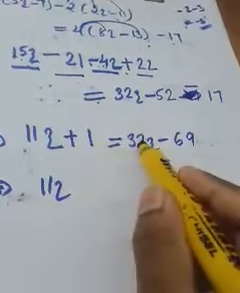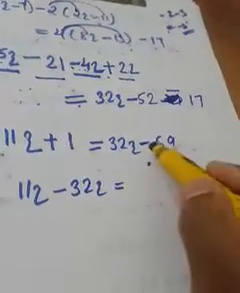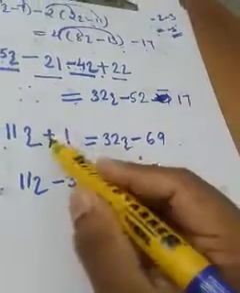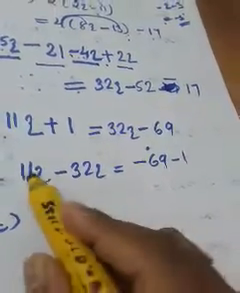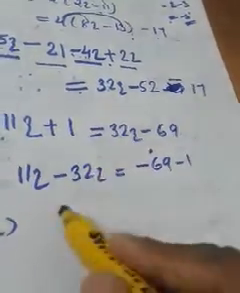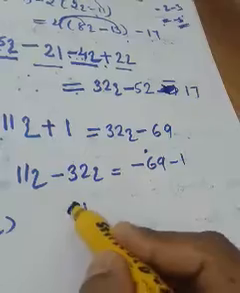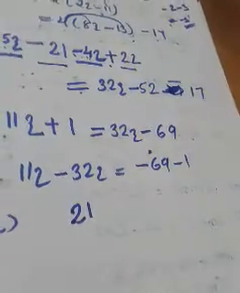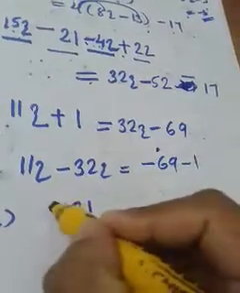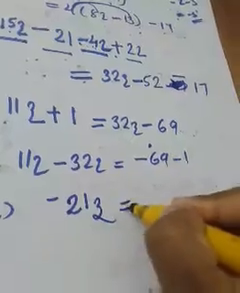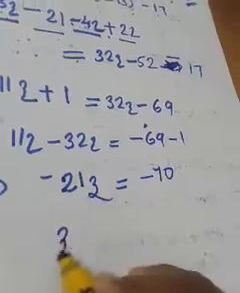Here the number is 11z. Take this 32z to left side to become minus 32z, and right side what will remain? Minus 69 will remain. Then take this plus 1 to right side, it becomes minus 1. And what is 11z minus 32z? What is 11 minus 32? What is actually 32 minus 11? 21. So we need 11 minus 32, so answer will be minus 21z. So what is minus 69 minus 1? Minus 70.